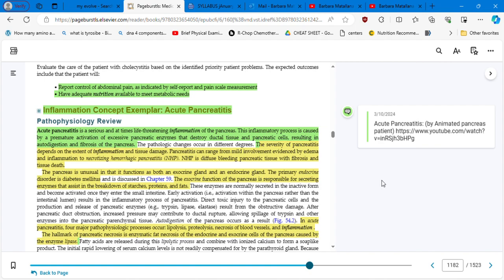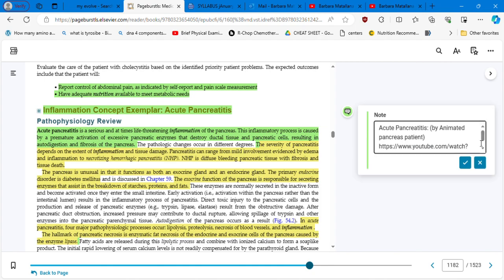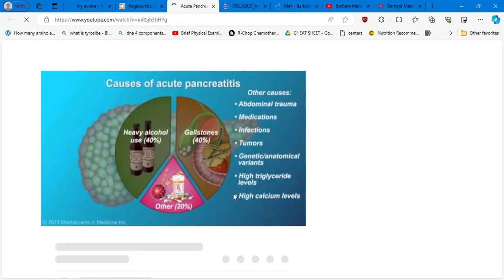And now we are moving to acute pancreatitis. Remember that your biliary system is composed of the liver, the gallbladder, and the pancreas, okay? So before we get deep into acute pancreatitis, it is always good to watch a short video to understand this condition much better.